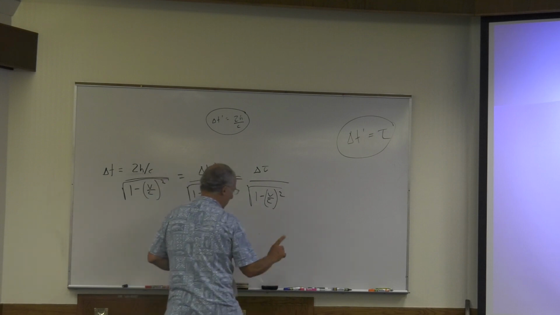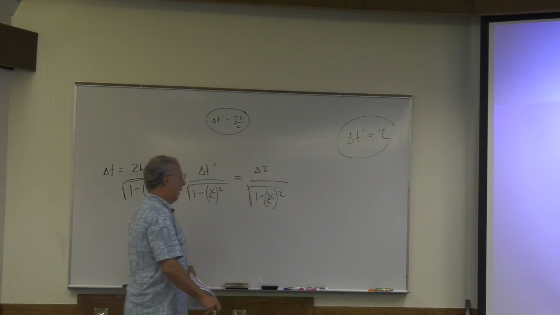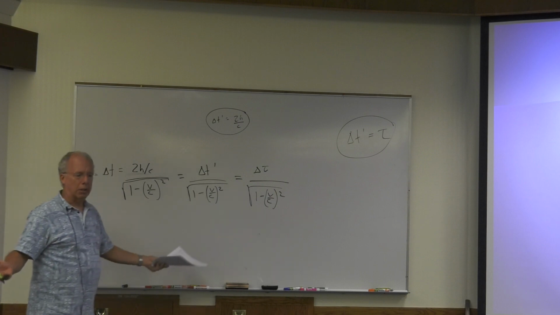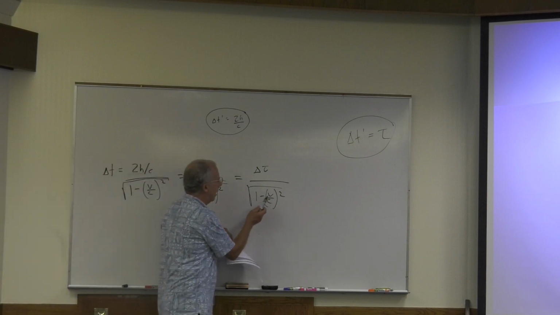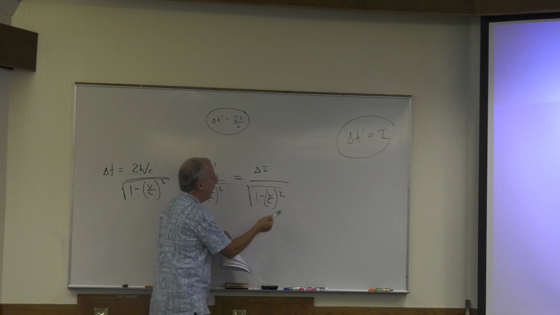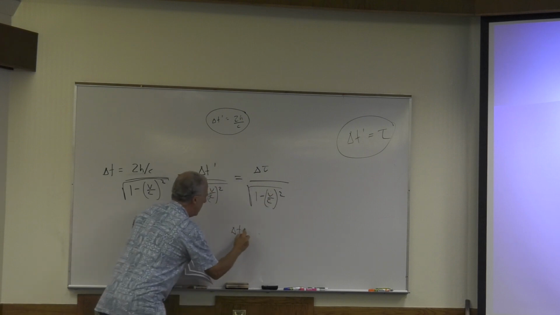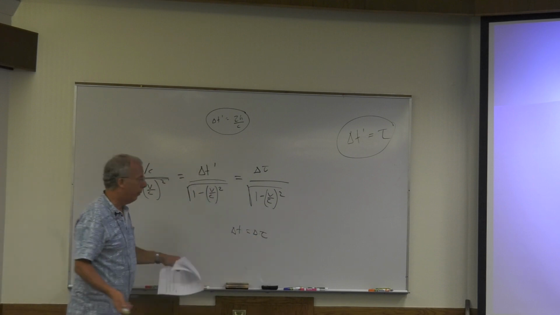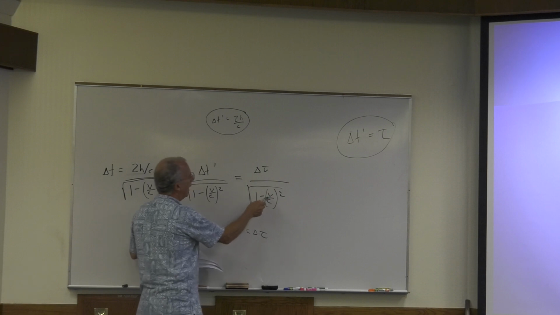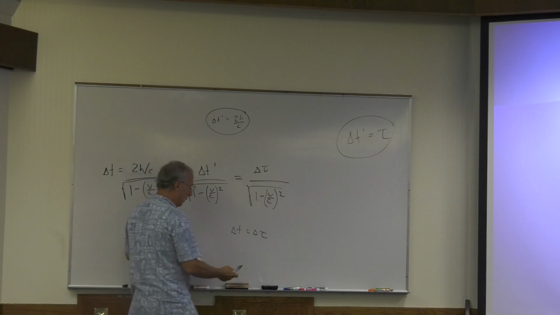Now, notice something, by the way. How come we never notice this in our everyday life? Well, because in our everyday life, v here is much, much less than c. So this thing is basically 0. If this is 0, what do we end up with? We end up with delta t equals delta tau, and that's what we see in our world. But if we were going at nearly the speed of light, this would become important.